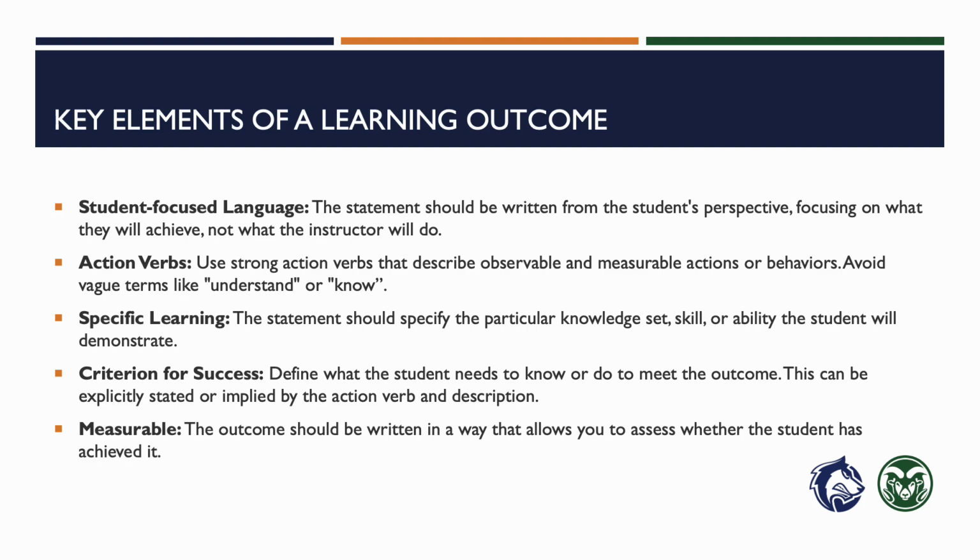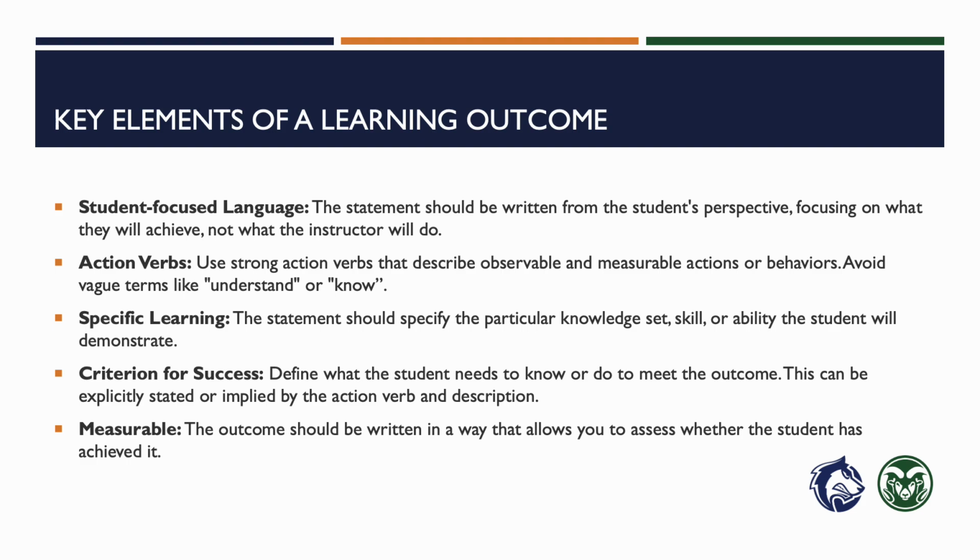Key elements of a learning outcome. A good learning outcome includes these 5 key elements. The first is student-focused language. The statement should be written from the student's perspective, focusing on what they will achieve and not what the instructor will do. Action verbs. Use strong action verbs from Bloom's taxonomy showed in the previous slide that describe what you can see and measure. Avoid vague terms like understand or know, as it's hard to see students understand or know.